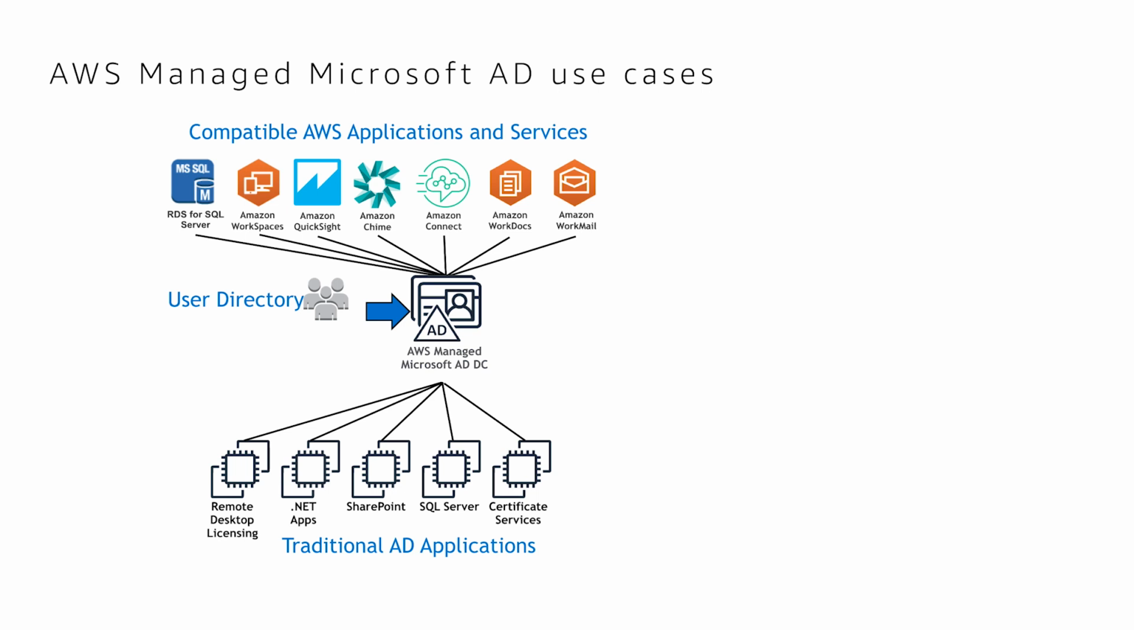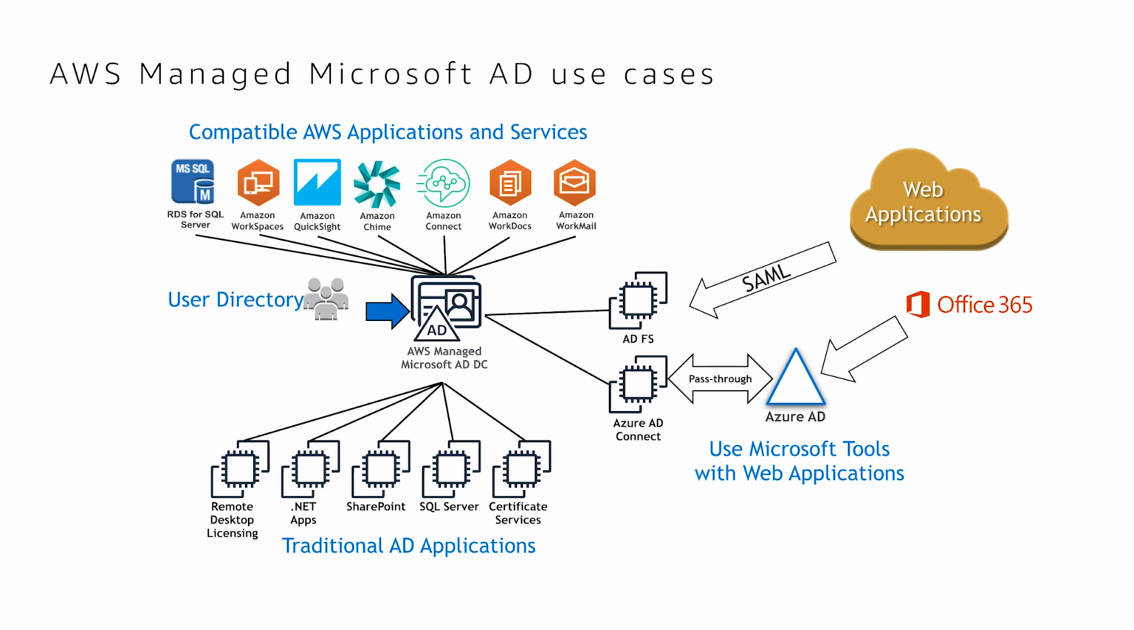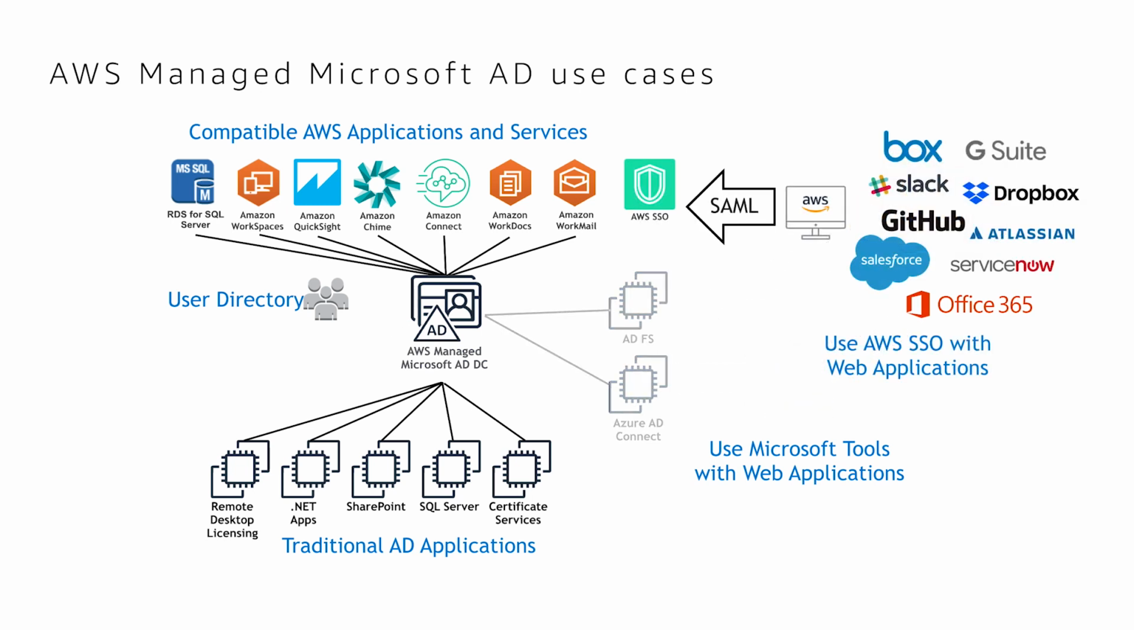With users in AWS Managed Microsoft AD, you have the option to use Azure AD Connect with pass-through authentication to Azure AD. This enables your Office 365 users to authenticate with their AWS Managed Microsoft AD credentials. Advanced organizations can even use Active Directory Federation Service for web applications. Alternatively, you can use AWS Single Sign-On to enable your users to sign in to the AWS Management Console and a variety of web applications such as Office 365, G Suite, Box, and Salesforce.